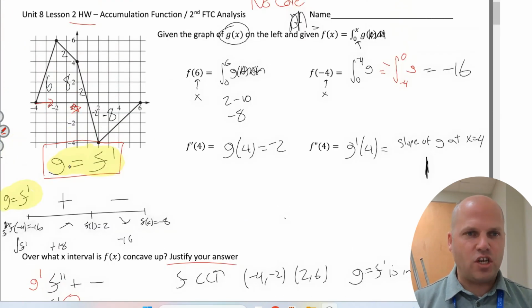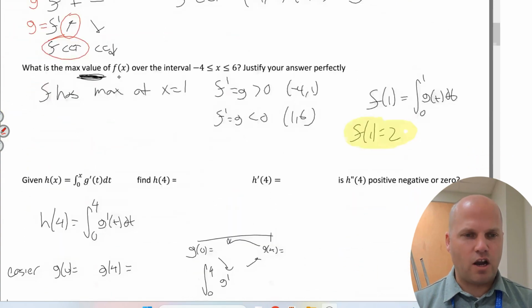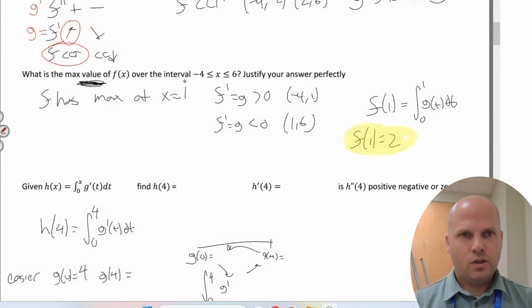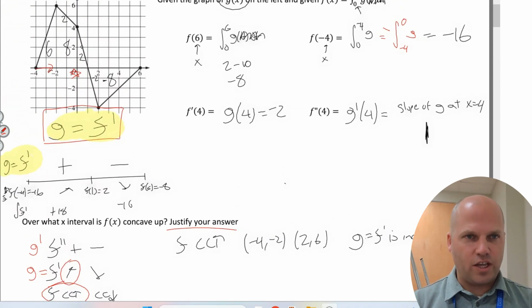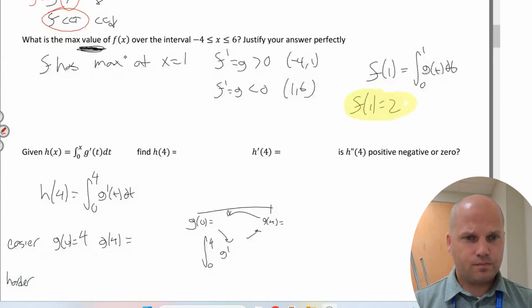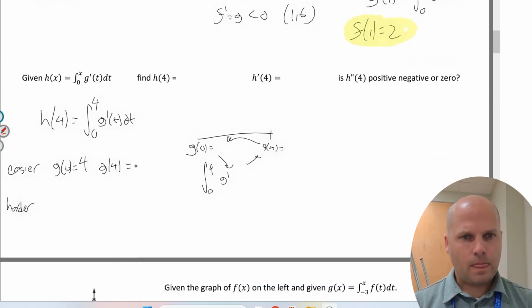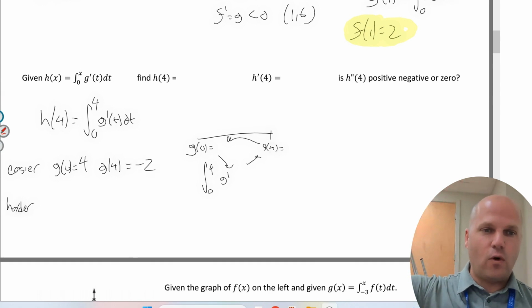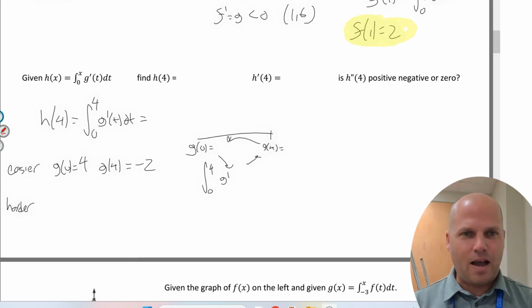Well, this is the graph of g. G of 0 is 4. It's the point. G of 0 is f prime of 0, which is 4. G of 4 is negative 2. If I go from 4 to negative 2, my accumulation will be minus 6.